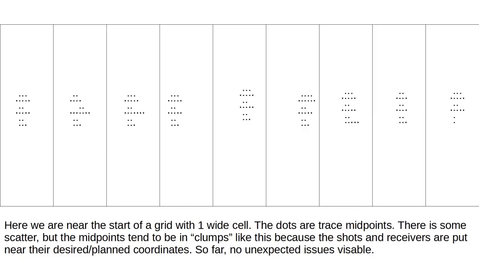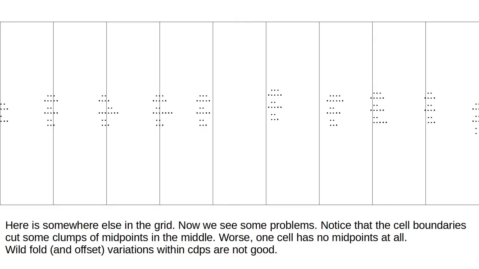To see why I do not recommend a grid for 2D, here is an image of some trace midpoints in cells at the start of a grid. Notice that I have put the midpoint locations into clumps. This occurs because the surveyors are, of course, trying to place the shot and receiver coordinates in nearly a straight line. This image shows cells further along inside the grid. Notice the trouble that is occurring. Some cell boundaries are splitting clumps. Worse, one cell has no midpoints in it at all.